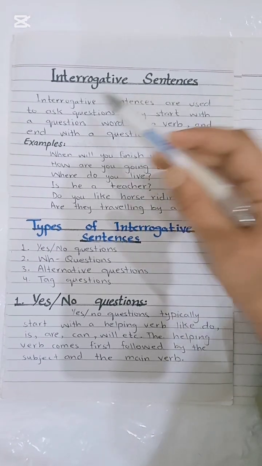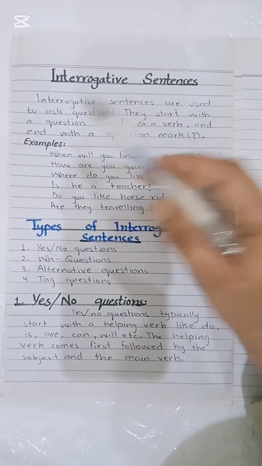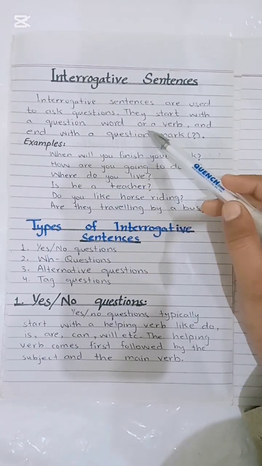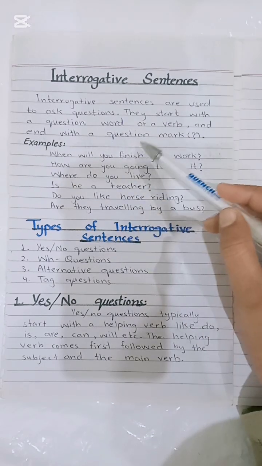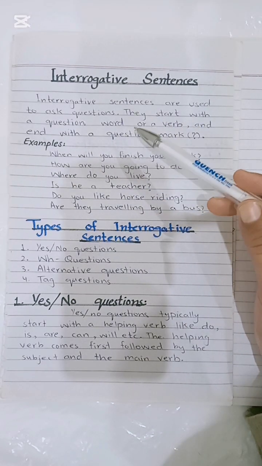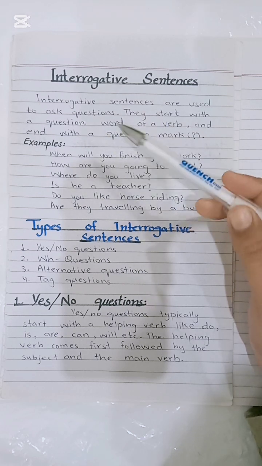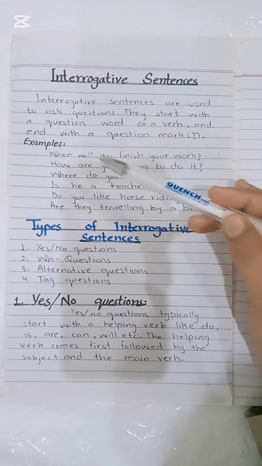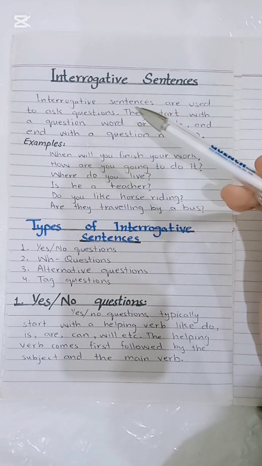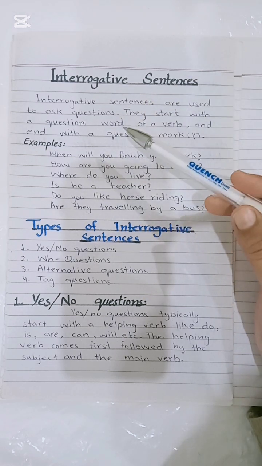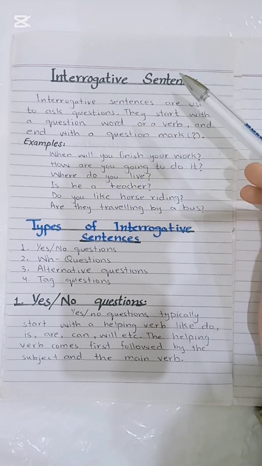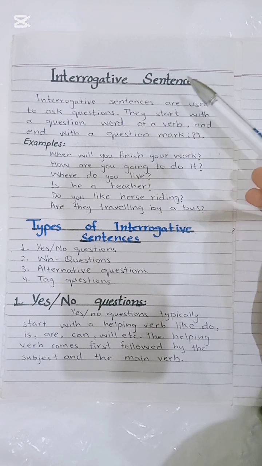Interrogative sentences. Interrogative sentences are used to ask questions. They start with a question word or a verb and end with a question mark. They often start with a question word like what, how, when, why, where, whose, which, or sometimes they can also start with is, are, do, does, did, shall, will, have, has, had, etc.